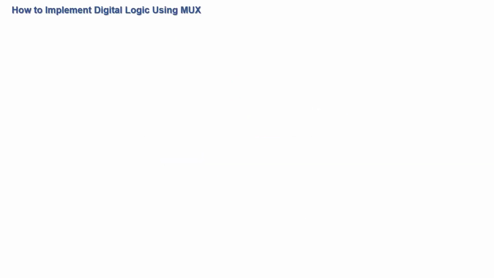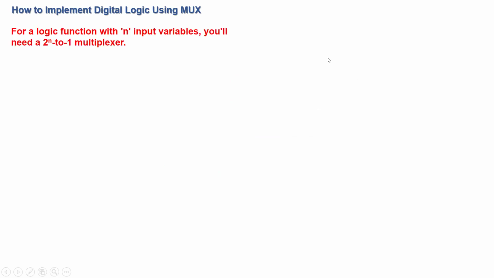Okay, welcome back. So in this module, we will explain how we can use a multiplexer to implement digital logic. So here is a statement. For a logic function with n input variables, you will need a 2 to the power n is to 1 multiplexer. What does it mean?